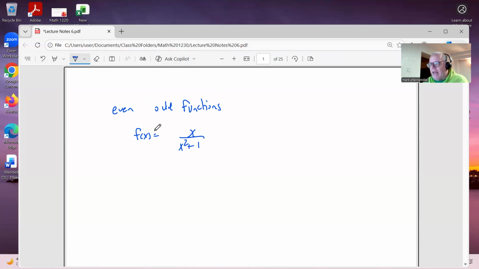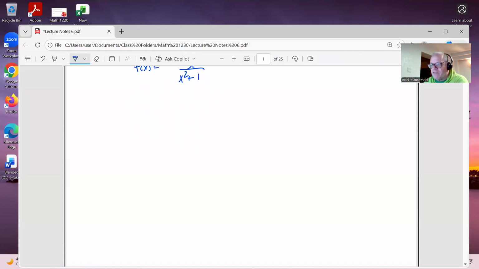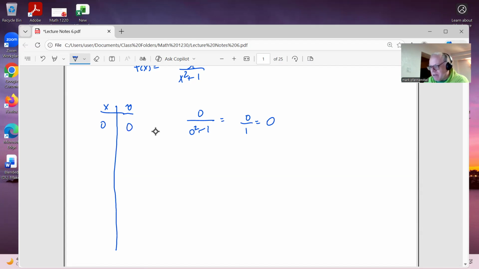And I'm just going to go ahead and plot a couple of points through here. We're just going to see what happens with this thing. So we have our x, we have our y value, which is f of x, and I'm just going to plug in some points and just see what happens. So if I plug in 0, we have 0 over 0 squared plus 1. This will be 0 over 1, which is, of course, 0. So I put in x equals 0. The answer is 0.